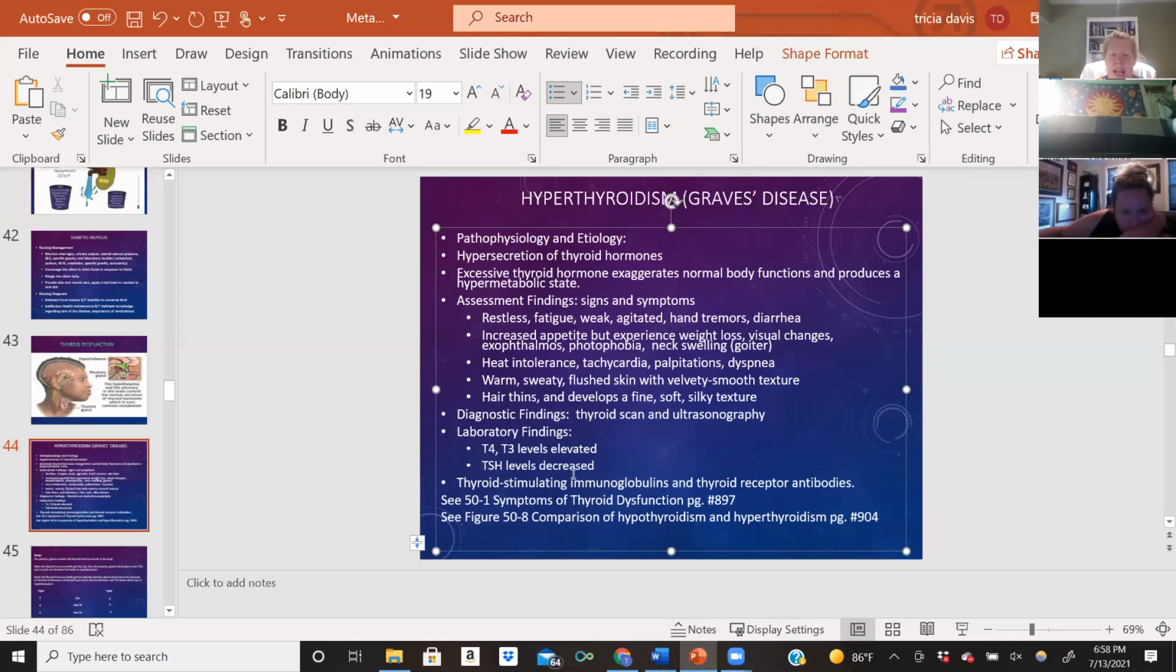We could also look at certain immunoglobulins that are specific for the thyroid, and we can also look at certain thyroid receptor antibodies. Page 897 in your book, table 50.1 talks about symptoms of thyroid dysfunction. You can also look at figure 50.8, which is great for you guys, page 904. This is going to give a nice comparison of the signs and symptoms that would be presented with hypothyroidism versus hyperthyroidism.